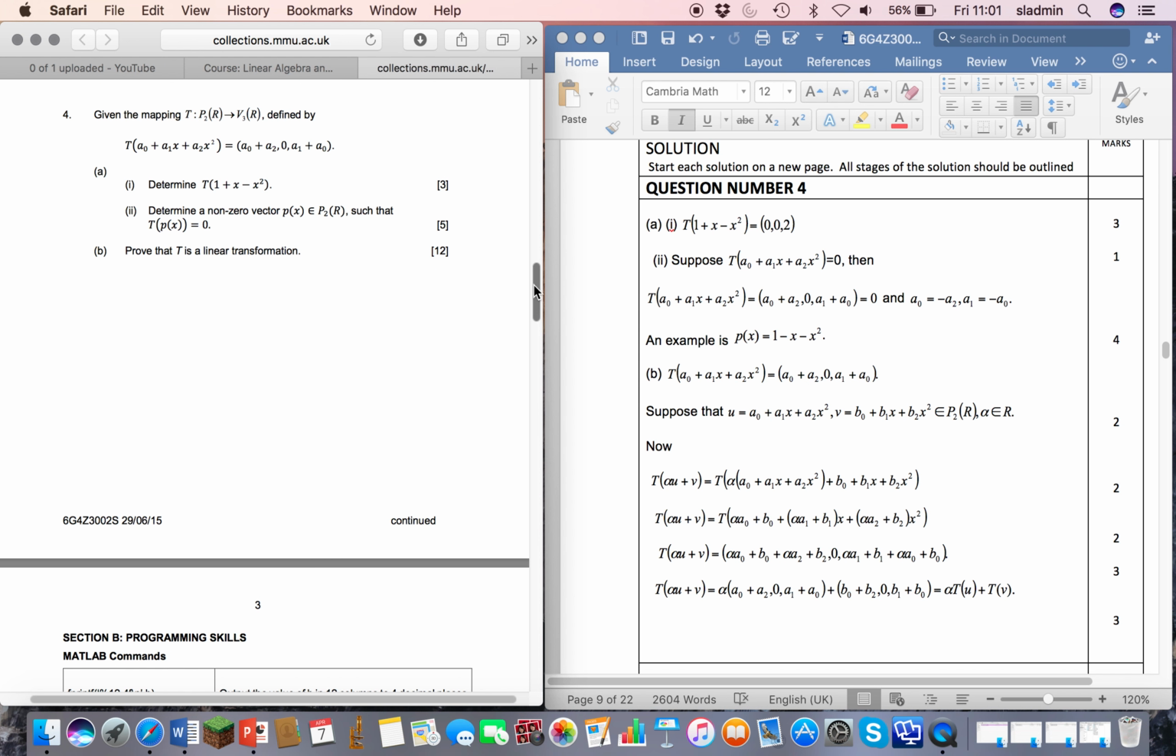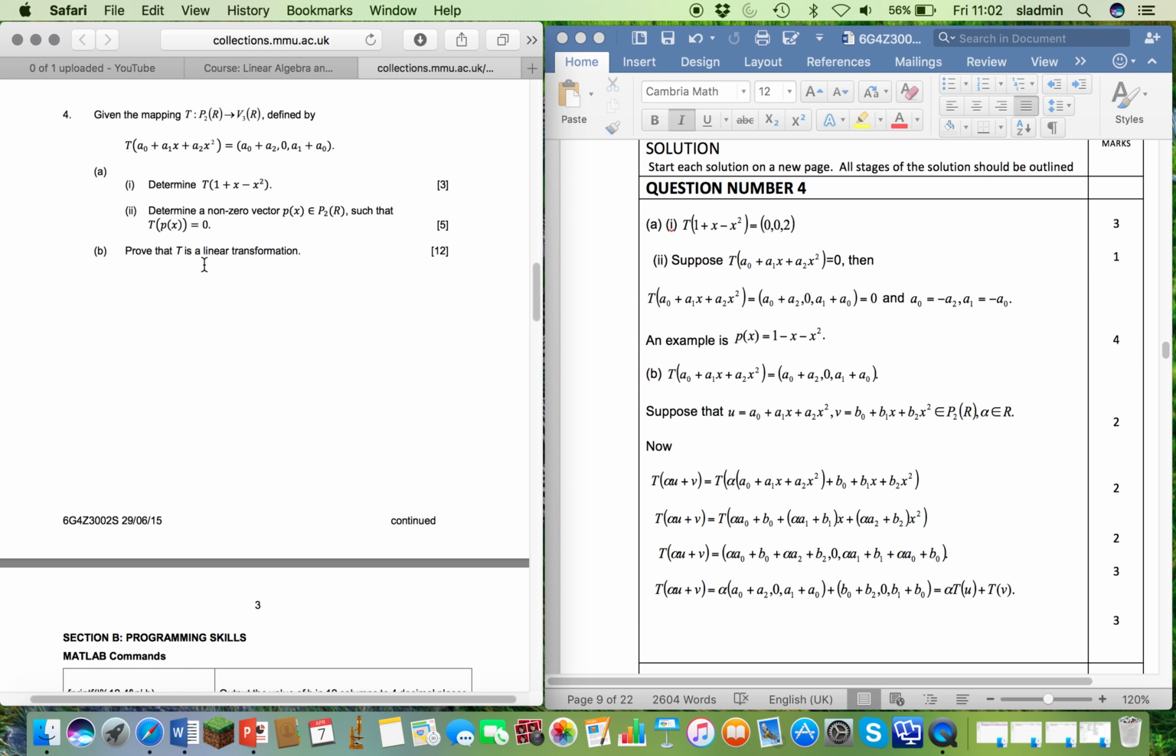The solutions to question number 4 for the 2015 summer examination paper for linear algebra and programming skills. For part A, we're considering this linear transformation T from polynomials of degree 2 into three-dimensional vectors. For part A, we want to determine T of this polynomial, and for part 2, we want to determine a non-zero vector, p of x, a polynomial of degree 2, such that T of p of x is 0.